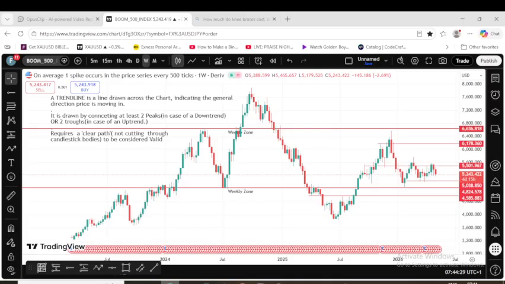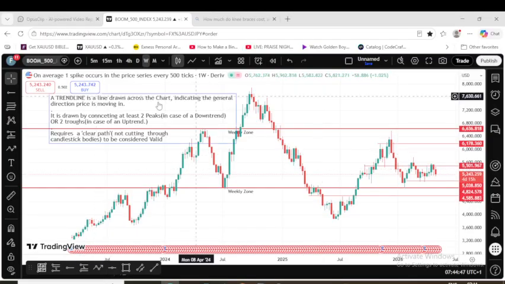Good day, everyone. Today we are going to be continuing the second video in our series. This is top to bottom analysis on Boom 500 index. In the first video we drew our zones on the daily and weekly time frame, and now in the second video we're going to be drawing our trend line. So what is a trend line?